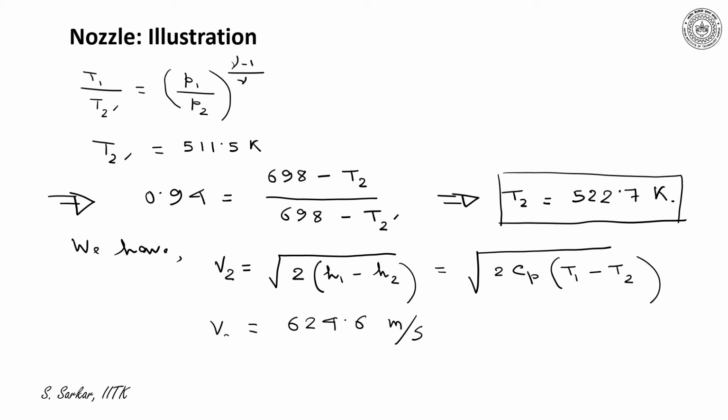So look, I have evaluated V2 following another route, using fundamentals from the definition of nozzle efficiency. Previously, I got the value of V2 as 624.24. Now I got the value of 624.6 meter per second. Now I can easily evaluate the exit area A2 of the nozzle. Let's go to the next page.